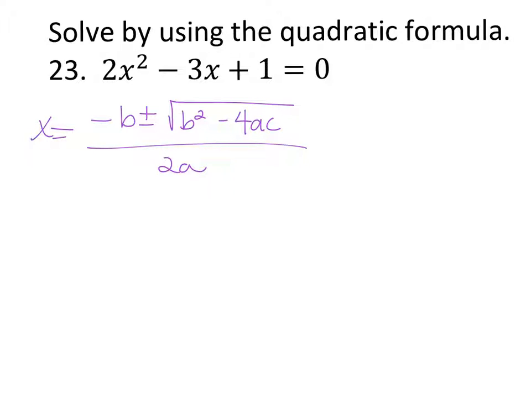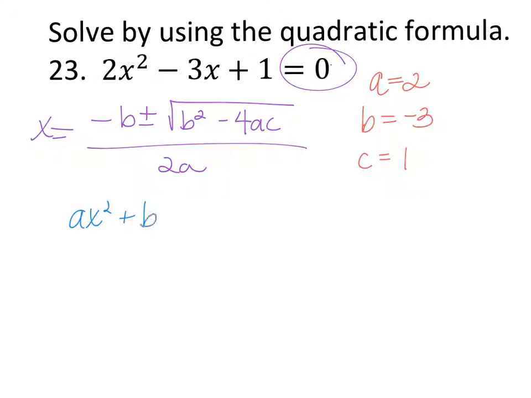So this is what x equals. All right, well, first, you have to have one side equal 0. Oh, look, it already does. That made it really easy for us. So my a value is going to be 2, my b value is going to be negative 3, and my c value is going to be 1, because remember, I'm looking at the equation ax squared plus bx plus c equals 0, and that's how I was able to get my a, my b, and my c according to my equation.